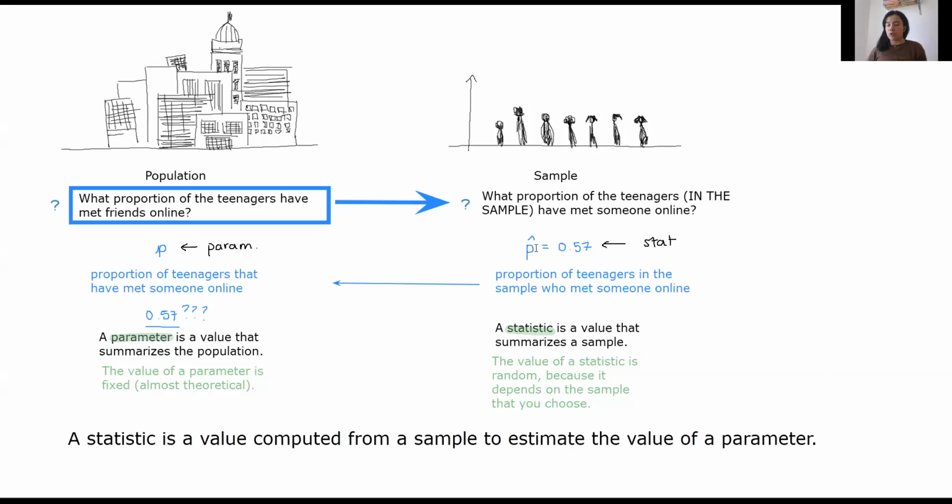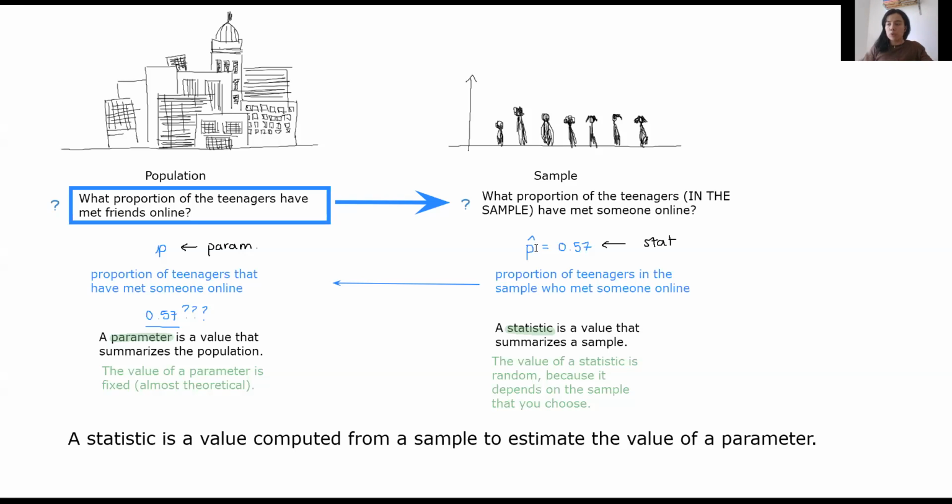So you'll never know what the parameter is. So whenever I ask you, what is the parameter? You're just giving me the definition of what you're looking for. So for example, in this case, my statistic is 0.57, and the parameter is the proportion of teenagers in the population that have met someone online, right?